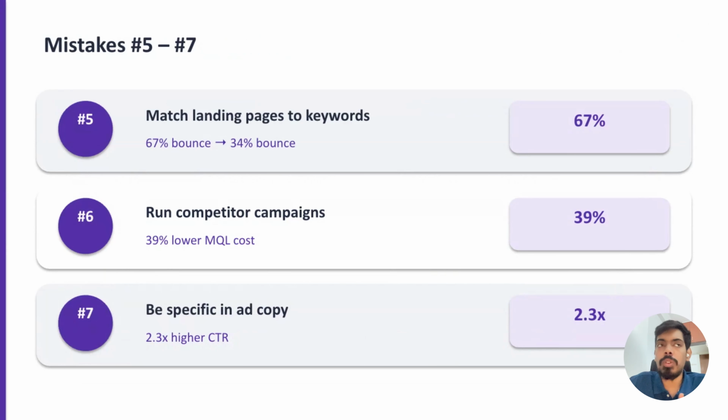Let's quickly go through the next 3 mistakes. Matching landing pages to keywords, bounce rate drops from 67% to 34%. Running competitor campaigns, MQL cost is 39% lower despite higher CPCs. Write specific ad copy, cut sales cycles by 40%, outperforms all-in-one solution by more than 2% in click-through rates.